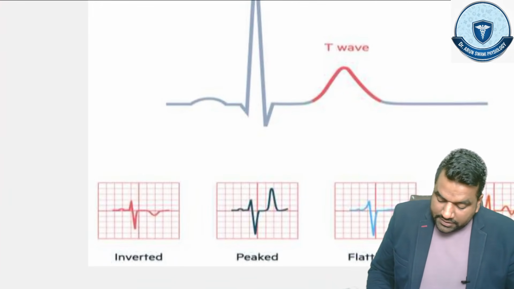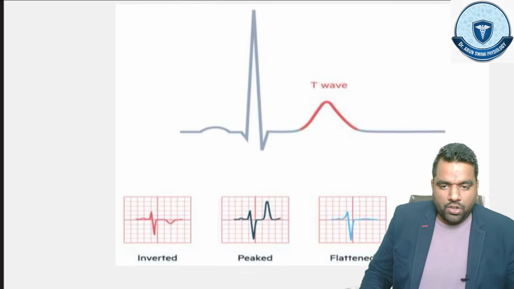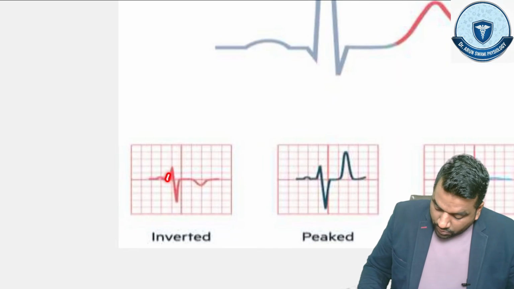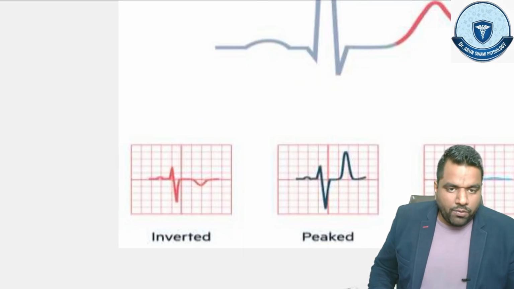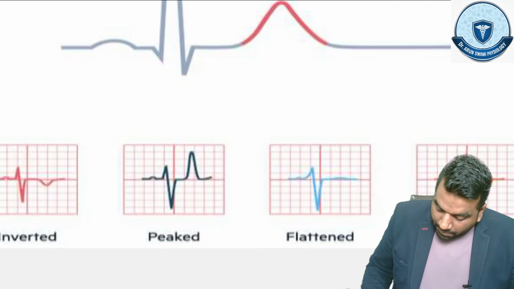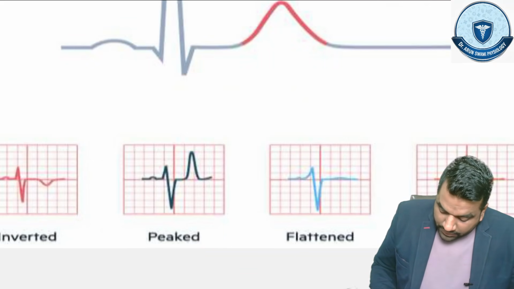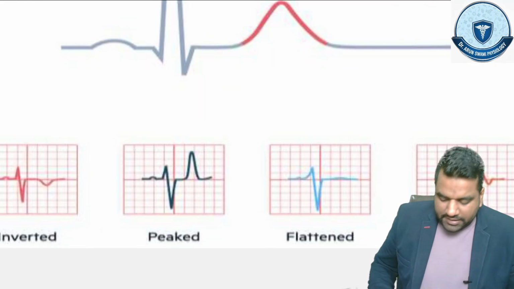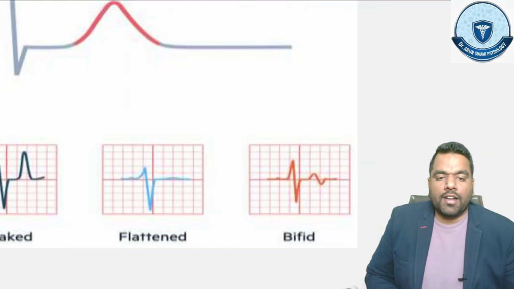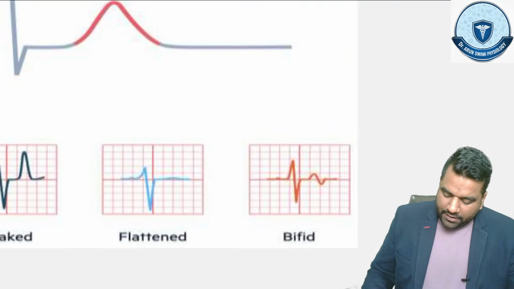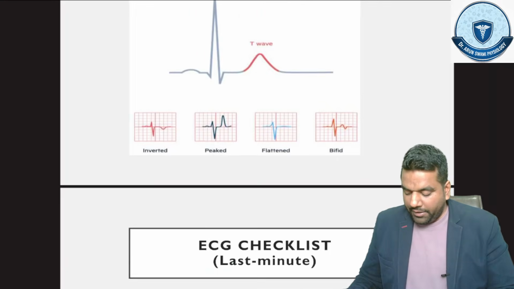This is your QRS complex, and this is your T wave, that is normal. If this is your QRS complex and you can see the T is moving towards the downside, this is called inverted. This is making a point-like condition over here. This we call a peaked T wave. If this is looking flat, we call this a flattened T wave. And if this is making a notch over here, guys, we call this a bifid T wave, right? Bifid T wave.